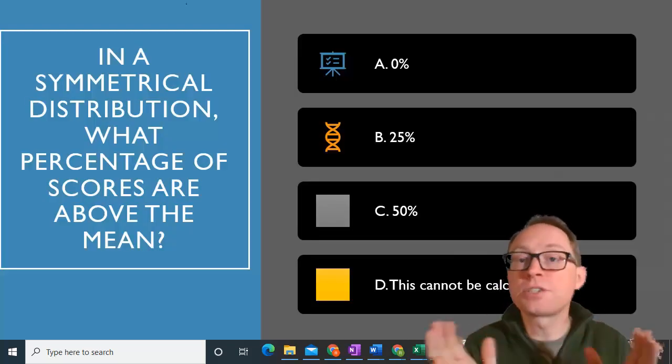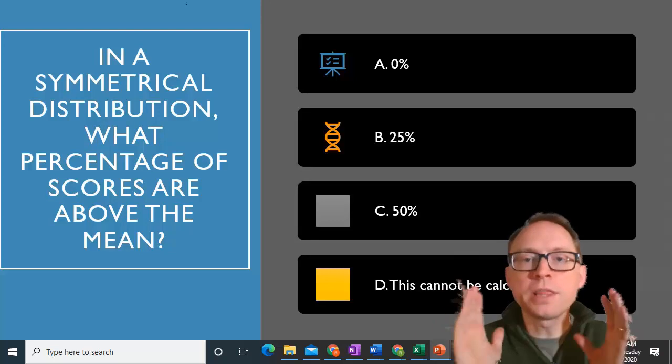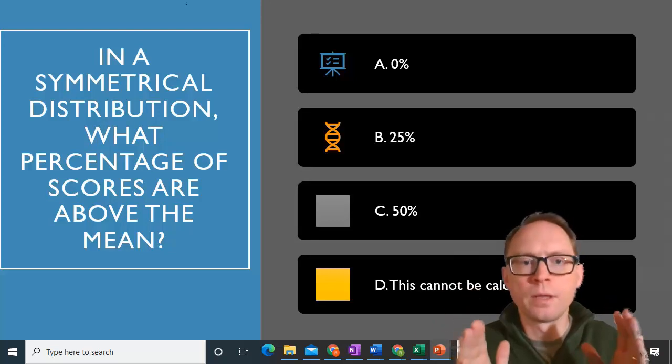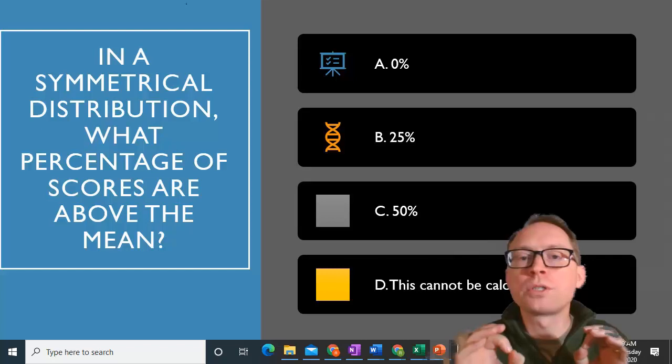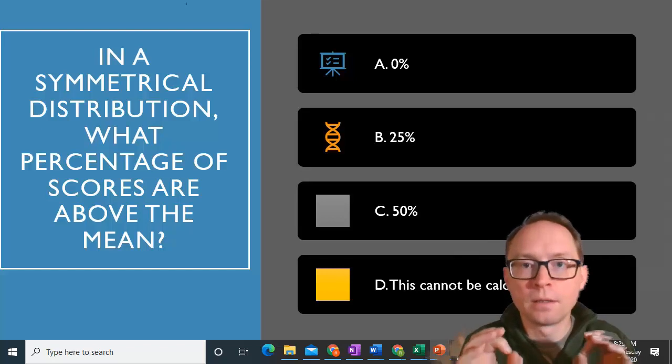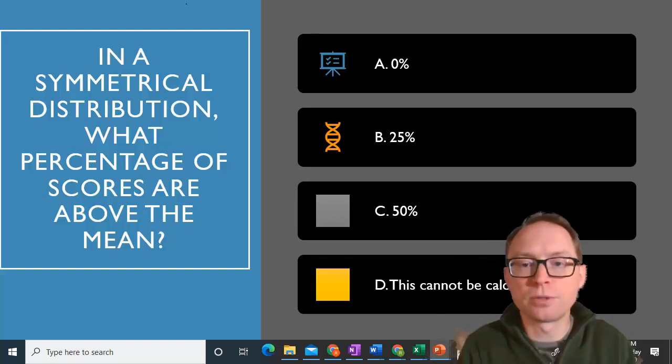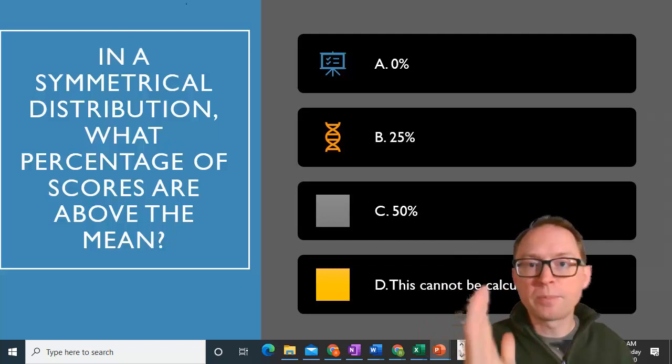Let's say that I got a histogram, a distribution. Let's say that it's perfectly symmetrical. What percentage of the scores are above the mean in a perfectly symmetrical distribution? 50%. So 50% are above, 50% are below.